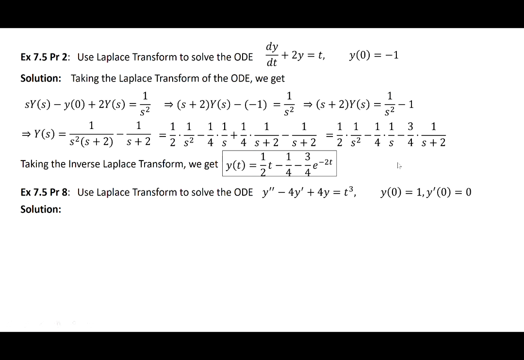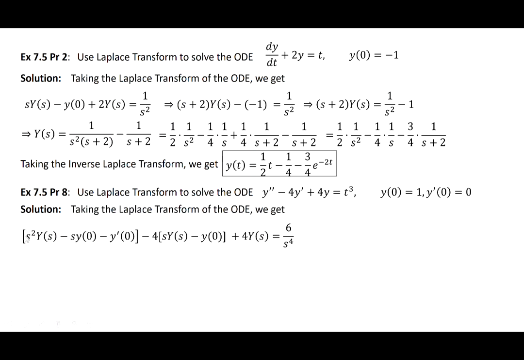Another example, a second order differential equation. For y double prime, the Laplace is s squared uppercase Y(s) minus s y(0) minus y'(0). Okay, and so this is what you see as the Laplace of y double prime, minus 4 times the Laplace of y prime, which is these two terms, plus 4 times the Laplace of y, which is uppercase Y. For t cubed, the Laplace is 6 over s to the 4. Next, plug in the values of y(0) and y'(0) into this and solve for Y(s). Once you get Y(s), invert it.